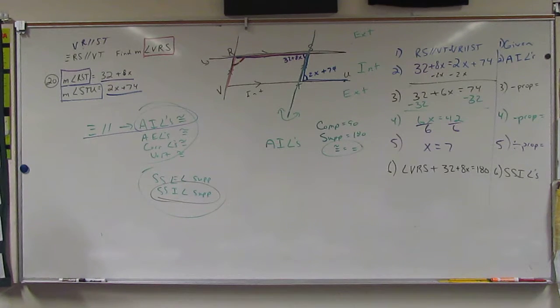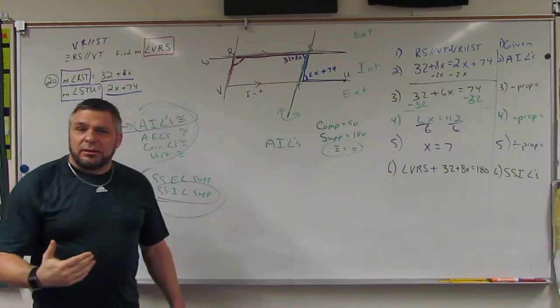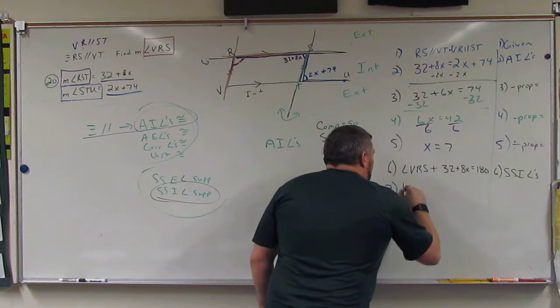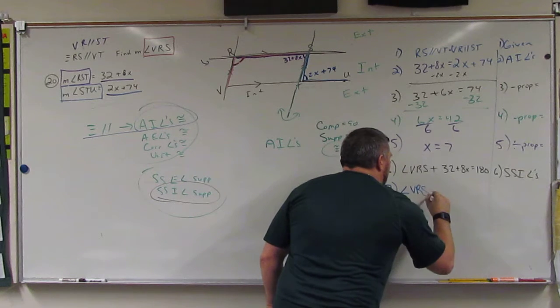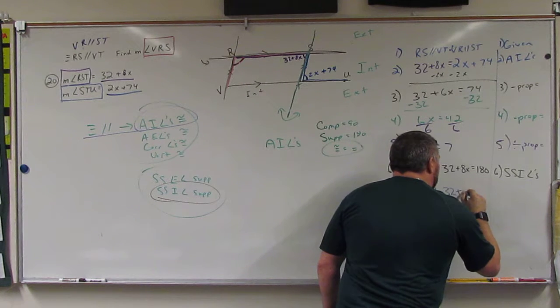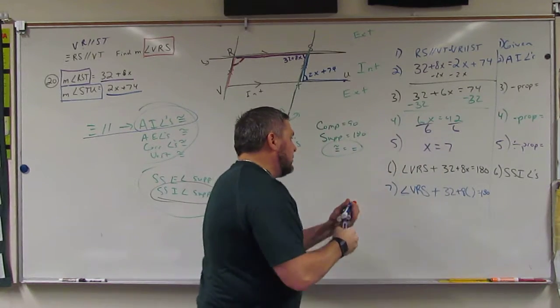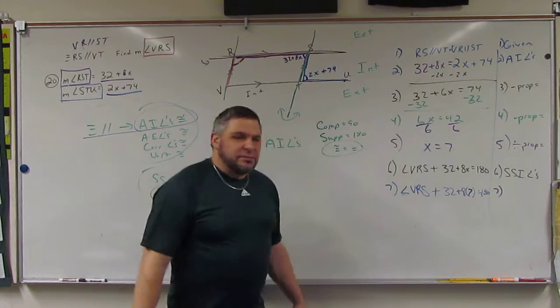All right? Okay, so do we know what x is? Yeah. Can we plug it in? Yeah. Okay. So basically you're saying that the angle BRS plus 32 plus 8x equals 180. And what's x? 7. And what do we call this? Substitution. Substitution.